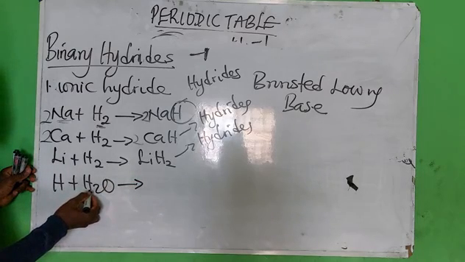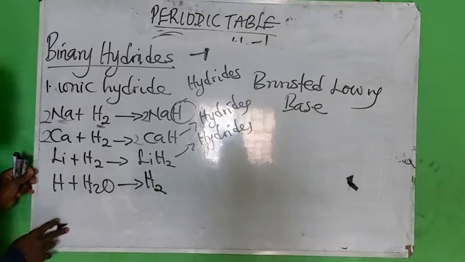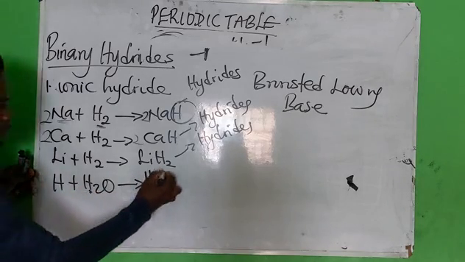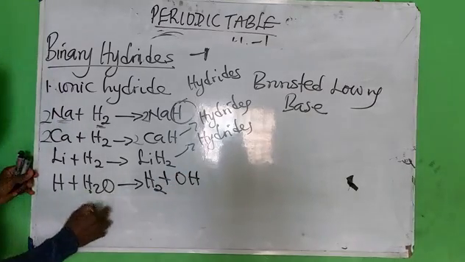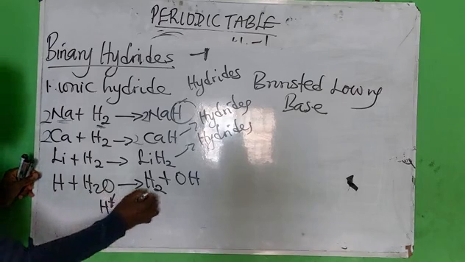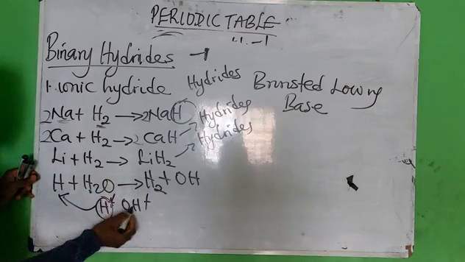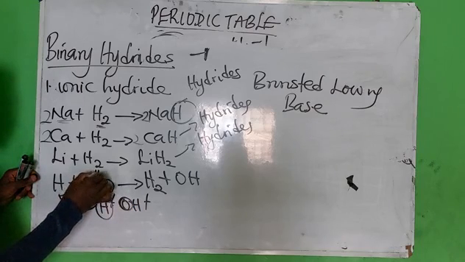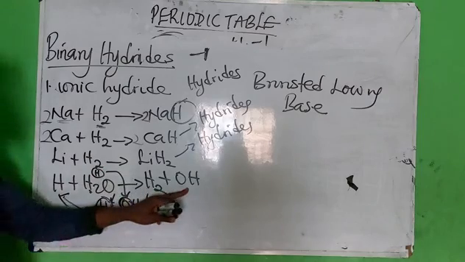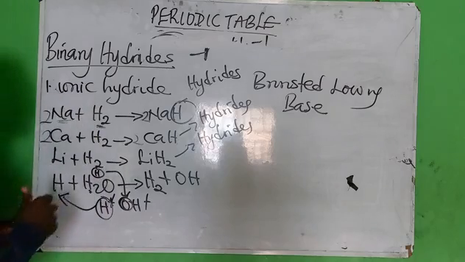If one proton is donated from this place and I add it to this, what will I have? H2. Is that not correct? I'll have H2 plus what? I have H plus and OH minus. Normally this will go out. Now H will join this, I'll have H2. Then I'm left with O, and the remaining H here will combine with this, I'll have OH.